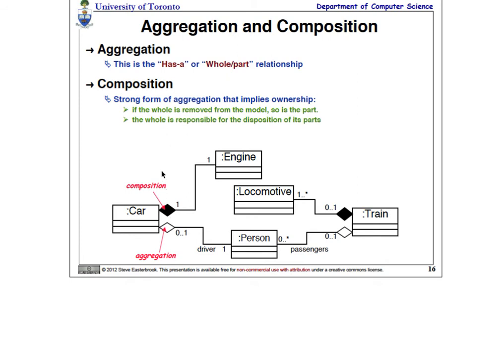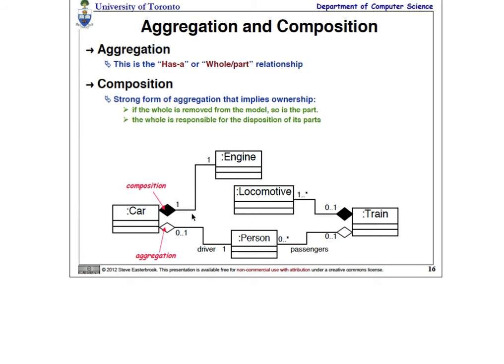whereas the composition one, which is the filled diamond, is a stronger form of aggregation that implies that if I take this out, then the entity that it's composed of doesn't work anymore, if you will. So, like a car needs an engine, and it's an integral part of the car, whereas the people aren't. Just like the people aren't part of a train, but the train needs a locomotive.